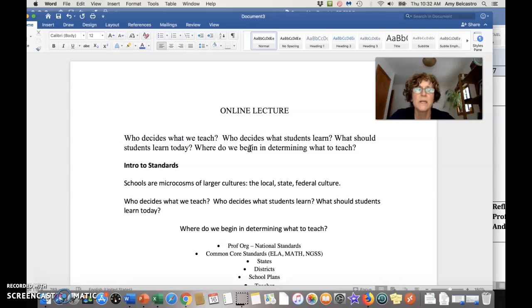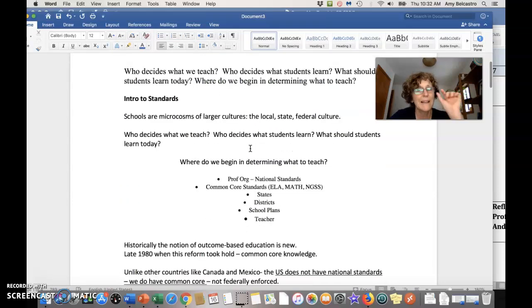I want to do a quick intro. I know some of you said you had a little bit of understanding of our Oregon standards, but let me give you a little bit of background. We know that schools are a microcosm of the larger culture, from our local district, our state, and our federal culture. So that membrane between our school and what's happening outside of our school is very thin.